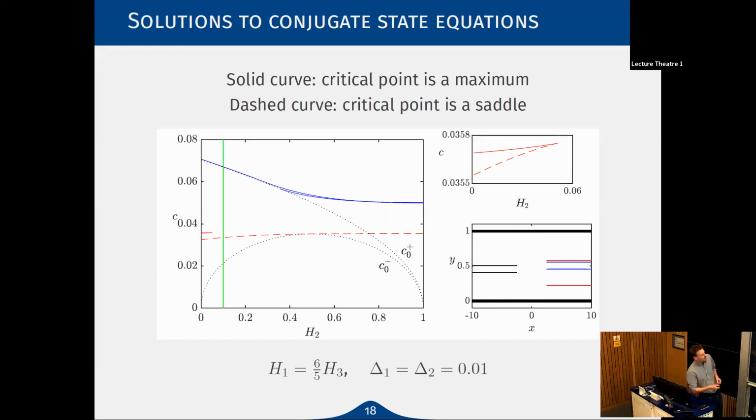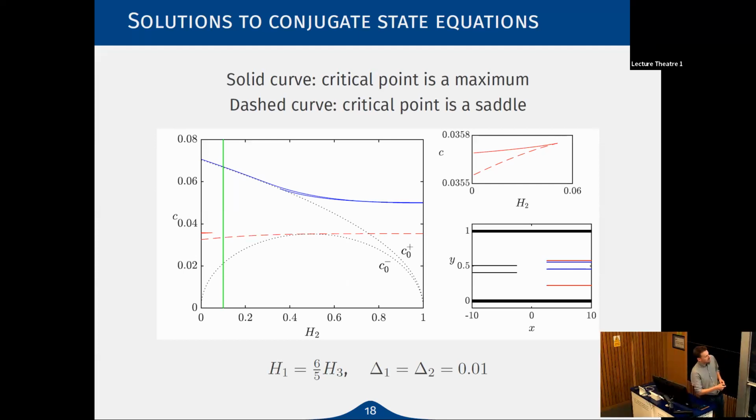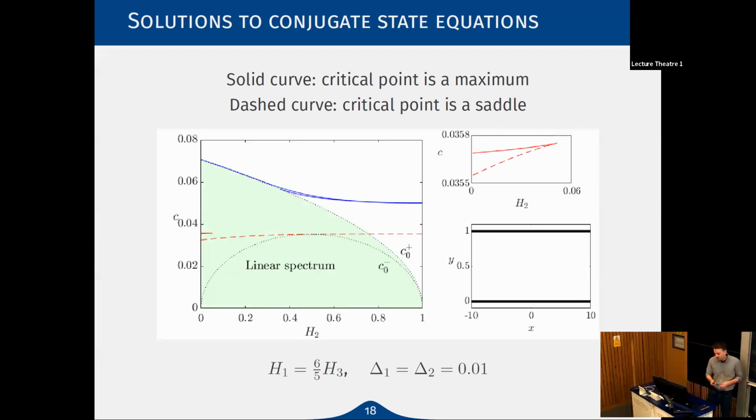Meanwhile, if you fix H2 to be 0.1, you find just 1 mode 2 conjugate state and just 1 mode 1 conjugate state. If you decrease C further, suddenly 3 mode 2 conjugate states appear. Okay. This is the linear spectrum of the system. So anywhere where C is below C0 plus, you get linear waves that propagate on these interfaces.